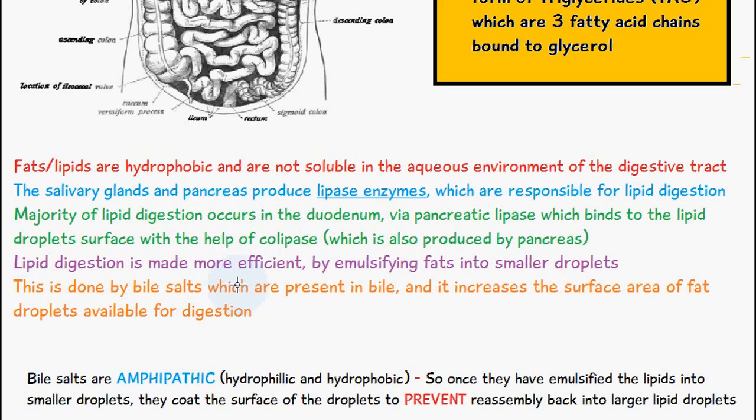So lipid digestion is made more efficient by emulsifying fats into smaller droplets, and this is done by bile salts which are present in the bile, and they emulsify the fats, and it increases the overall surface area of fat droplets available for digestion. So the whole effect of this is to break down the larger fat droplets into much smaller droplets, so there's a higher surface area for fat digestion.